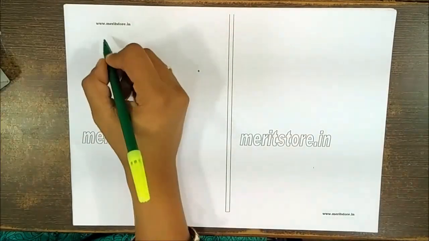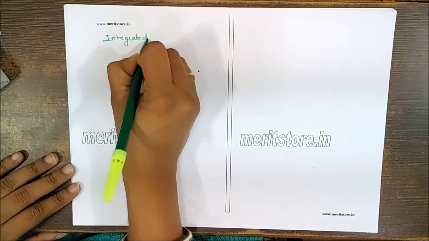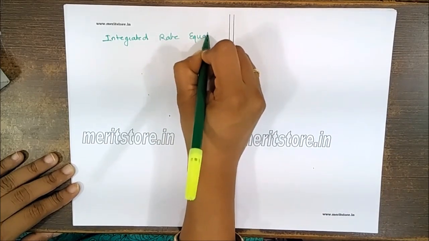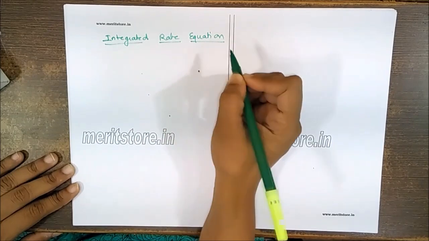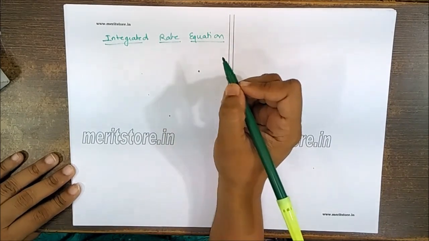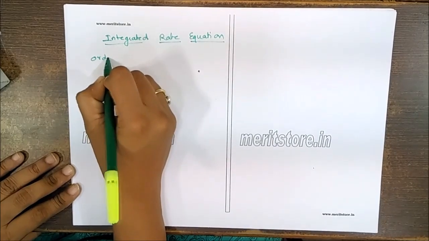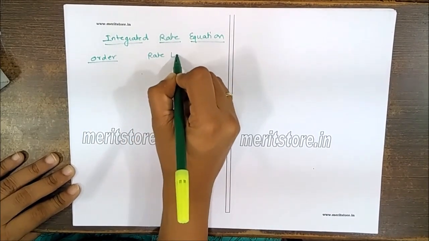Next, we are going to talk about the most important part of the chapter, that is integrated rate law. Integrated rate equations are the simplified form of the rate laws which are made convenient for calculations. Now when we talk about the different types, let's talk about different order reactions, and related to that we'll talk about their rate equations.